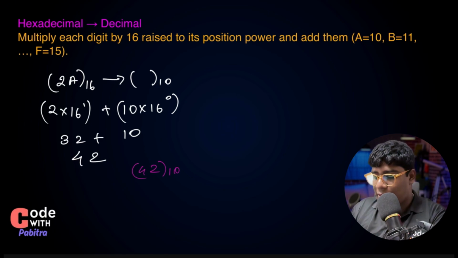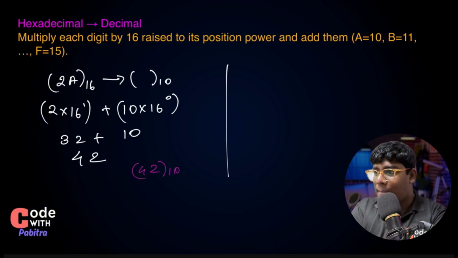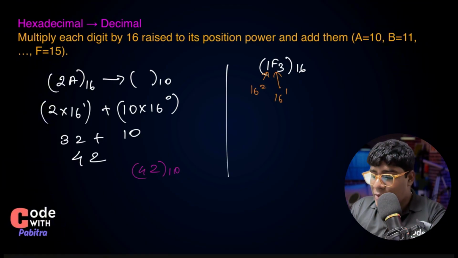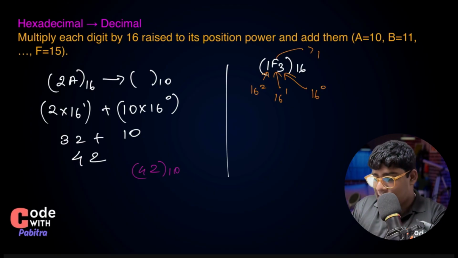Okay, let's take another example. Suppose we have to convert 1F3 base 16 to decimal. So we have to identify the place values. The place value of 1 is 16 to the power 2. The place value of F is 16 to the power 1. The place value of 3 is 16 to the power 0. Simple. And what is the meaning of F? F means 15. As simple as that.